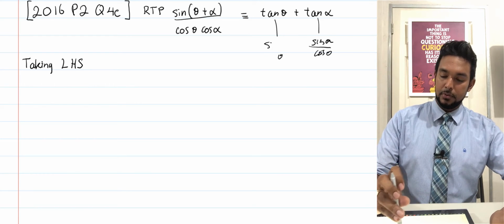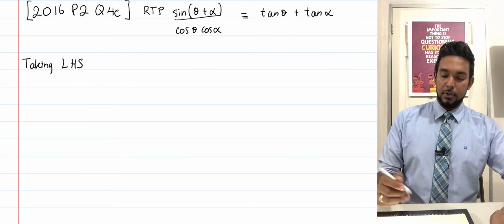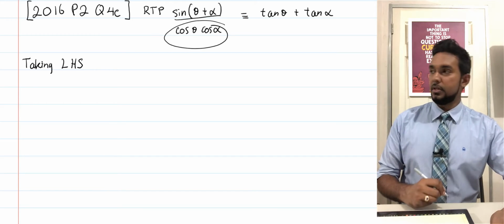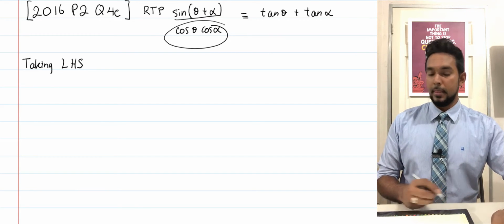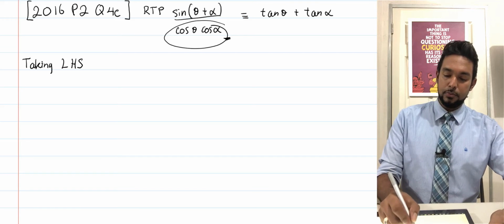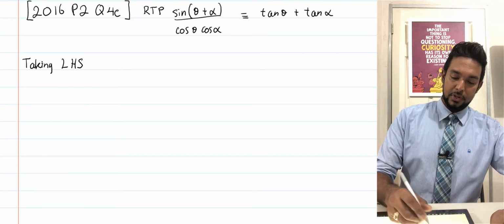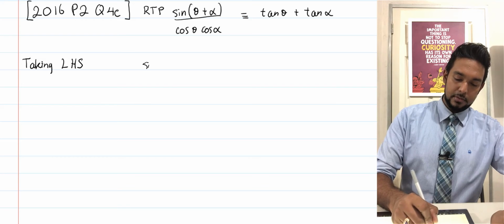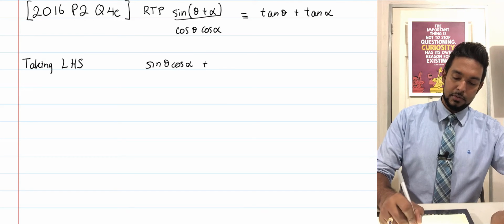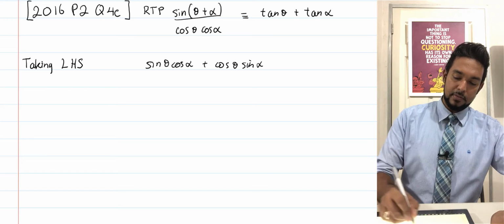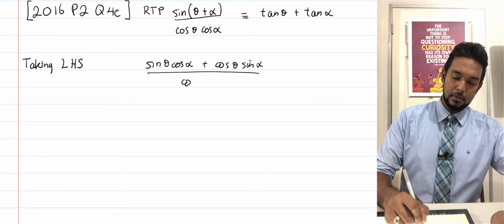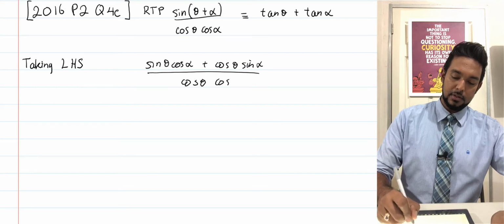Okay, so bear that in mind, because here, don't we see a cos theta and a cos alpha there? Now the numerator, we could use the sine of a plus b to expand that. What's the expansion when you expand that? You're going to get sine of theta by cos of alpha, good, plus cos of theta by sine of alpha. And that's all over cos theta by cos alpha.